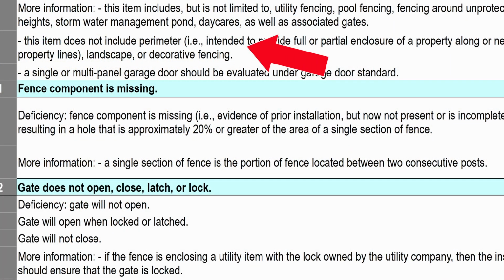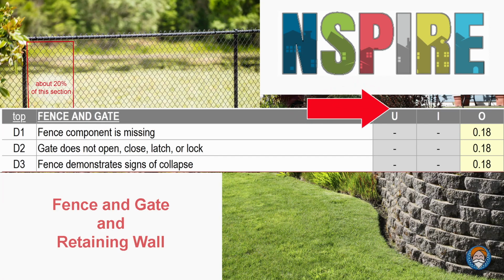We're not quite sure why REACT decided to eliminate perimeter fence deficiencies. In fact, I would personally not be surprised to see REACT say that perimeter fences should in fact be inspected, despite the fact that they seem to be excluded in the standard. Under NSPIRE, the worst fence deficiency is worth only 0.18, call it 0.2 of a point. Keep in mind this would be for a 100-unit property, so this deficiency comes down from a potential 6-point issue to an issue worth only 0.2 of a point.